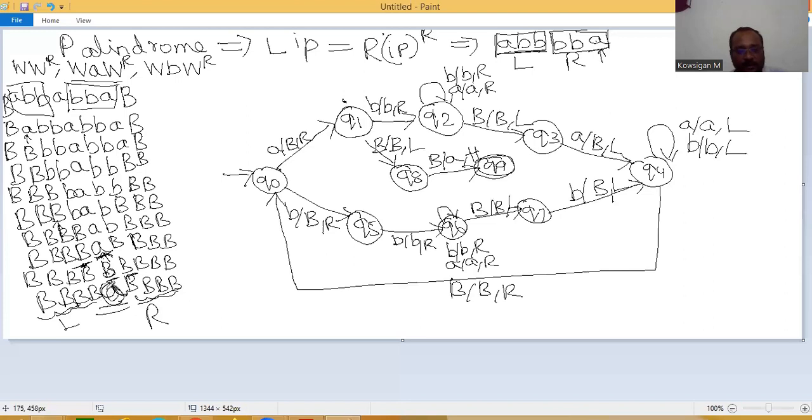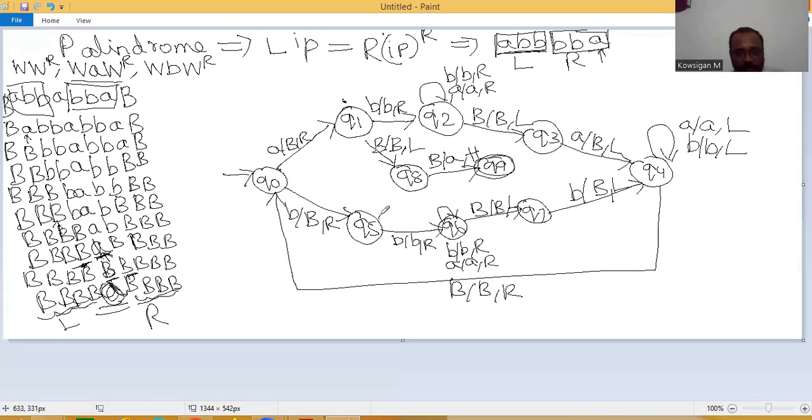Okay. So for example, in spite of A, if you are having B here, what will you do after reaching this Q0? Again you will be going in this direction. This B will be replaced as blank and you will be moving to the right hand side. Then you will come to know that this B is the separator.